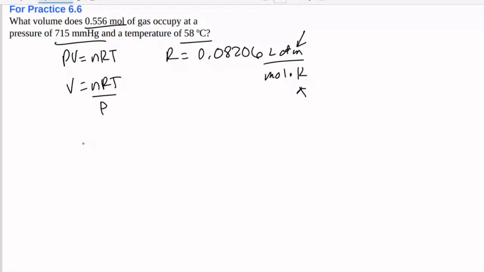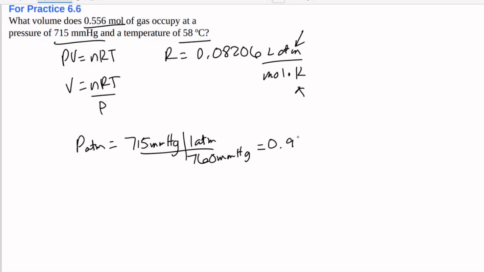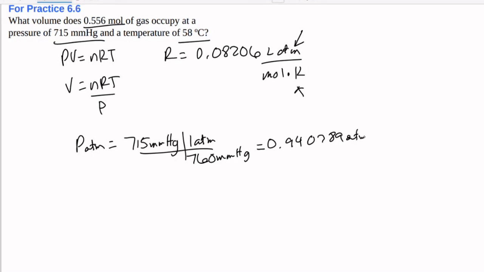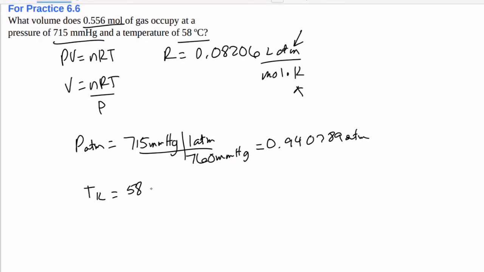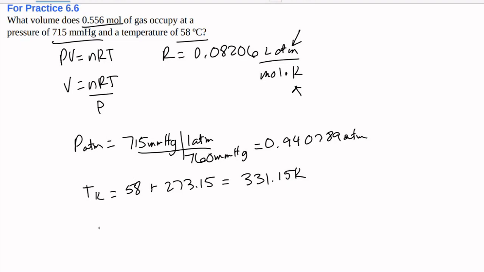So let's go ahead and do that. Our pressure in atmospheres is equal to 715 millimeters of mercury, and 1 atmosphere is 760 millimeters of mercury, and that gives us 0.940789 atmospheres. Okay, and temperature in Kelvin is equal to 58 plus 273.15 is equal to 331.15 Kelvin. Okay, and so we can plug everything in now.